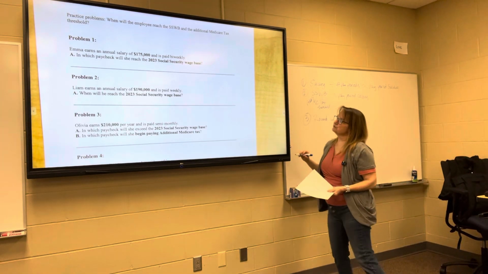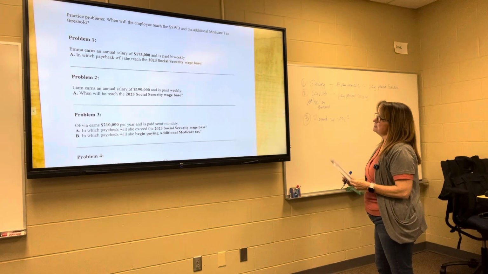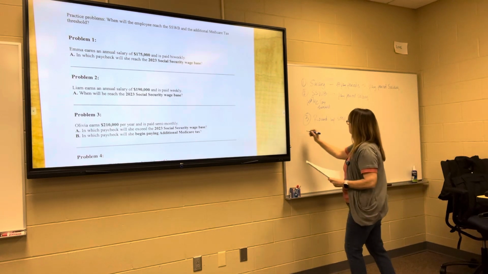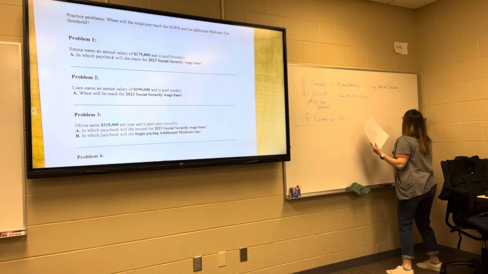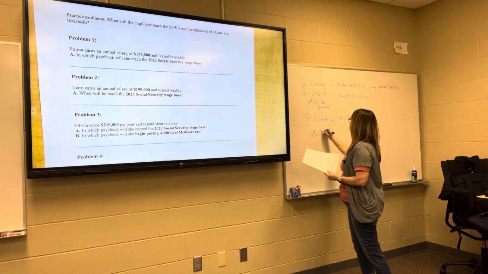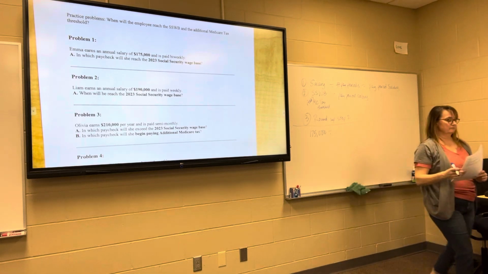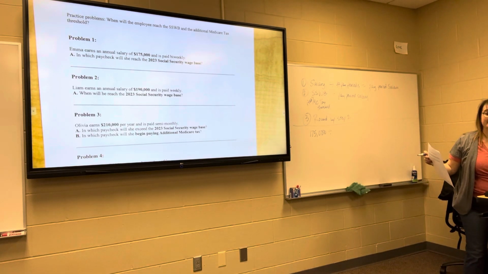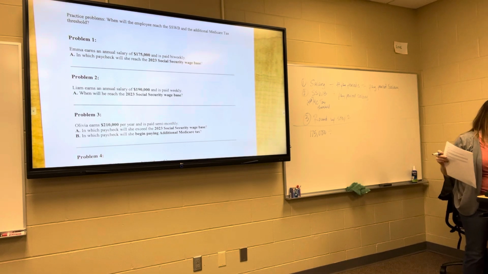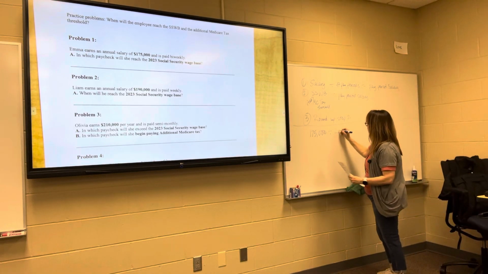So let's look at the first one here. We've got Emma. She earns an annual salary of $175,000, and she is paid bi-weekly. All right. So let's do this. Step one, we're going to take her salary, $175,000, divided by the number of pay periods. How many pay periods in the year? 26. Bi-weekly, yep. So easy to confuse those two. Bi-weekly, 26.